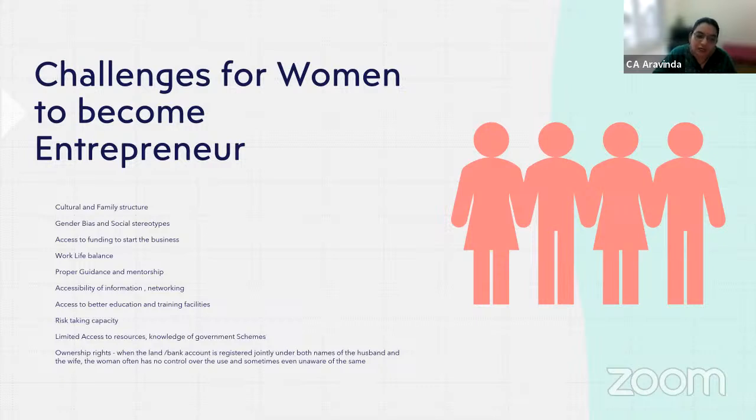Limited access to digital and government schemes. As told in one of the earlier slides, there are so many government schemes which women are not even aware of, or for that matter, men are also not aware of, to make use of them for the women in their own family. Ownership rights, bank accounts and land: even though it is technically in the name of the woman, the entire documentation and transaction are taken care of by the men in the family, and the woman is left with no clue of what transactions happen in her bank account.